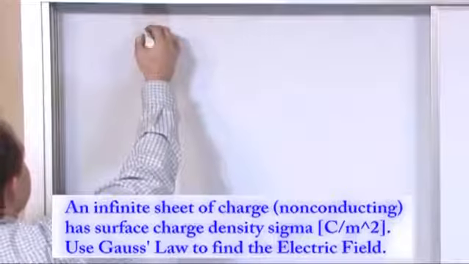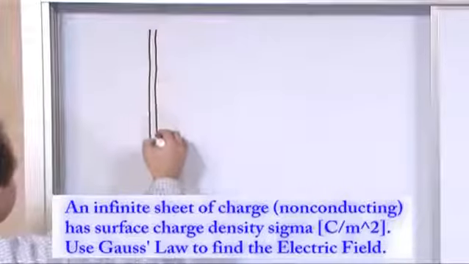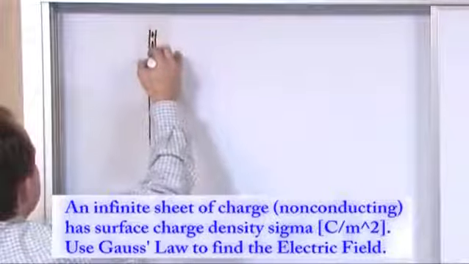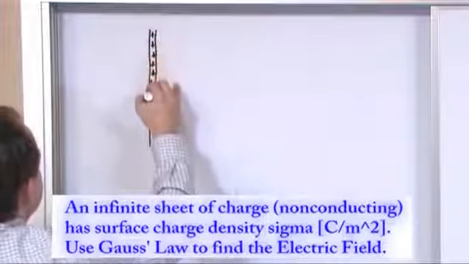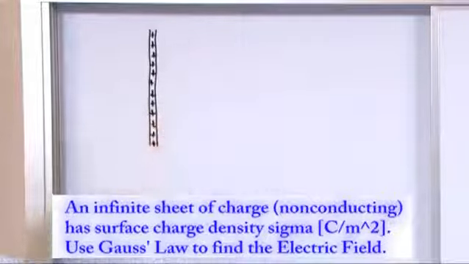Okay, so let's say you have a sheet of charge. This is what I'm drawing here, and it's infinite and it's not conducting, so there's no copper here or anything. You can think of this as a sheet of protons or something in deep space that just happen to align themselves. It would never happen, but just pretend.